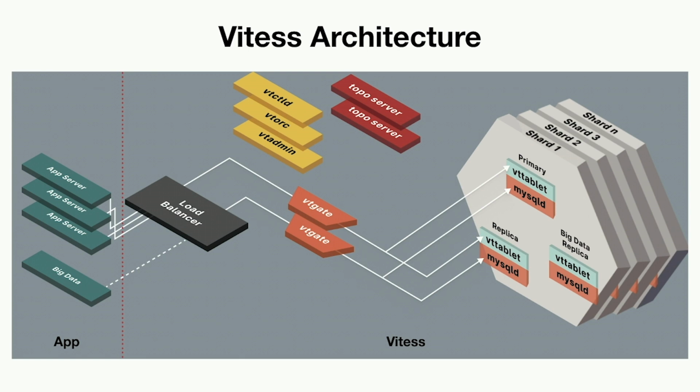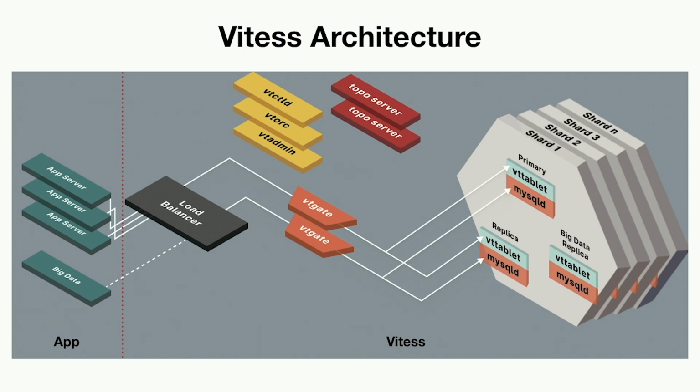vtctld is an API server that you can use to manage your Vitess cluster. vtorc is a fork of orchestrator, which some of you might know, but changed to be specific to Vitess and does failover handling. If a primary, for example, in one of the shards fails, it will automatically elect a new primary from the set of replicas that you have. And vtadmin is a web UI for vtctld.